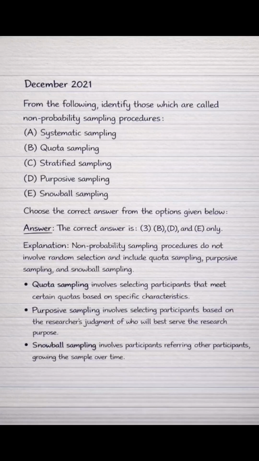Quota sampling selects participants based on fixed characteristics. Purposive sampling selects participants based on the researcher's judgment. Snowball sampling selects participants through referrals from other participants. So the correct answer is B, D and E only. Now let's see the next question.